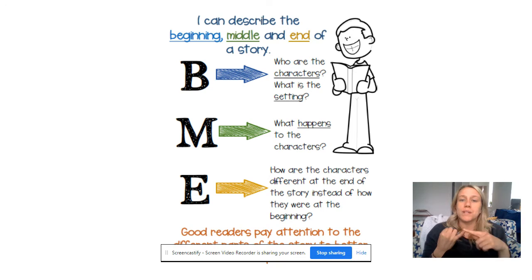For the middle, you want to think about what happens to the characters. So what was the adventure that they took? What was the problem that happened to them that they now have to try to solve? Things that happen to the characters, that's the juicy part of the story, and that happens in the middle. Now, the end is how the problem gets solved, or where does the adventure end? What did the characters learn, or how did the characters change? So sometimes in stories, you'll see that there was a problem in the middle and it gets solved at the end, or the characters change from the beginning to the end. You're going to see a good example of that in the book that we read in this video together.